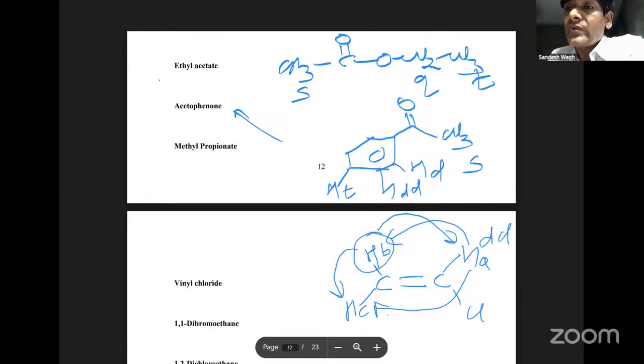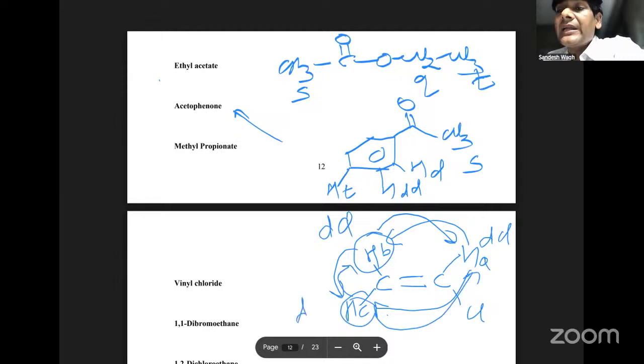So this will be again a doublet of doublet. This C will couple with this B as well as A. So this will be again a doublet of doublet. So the vinyl group will show you a doublet of doublet pattern.